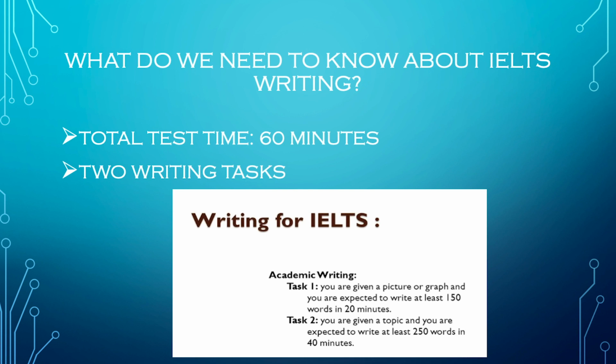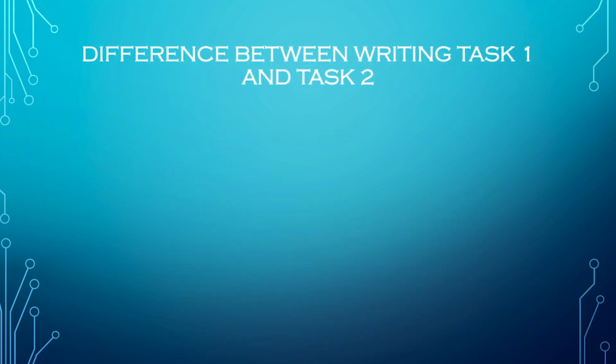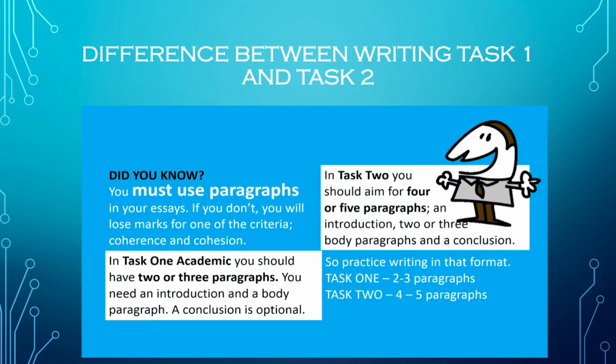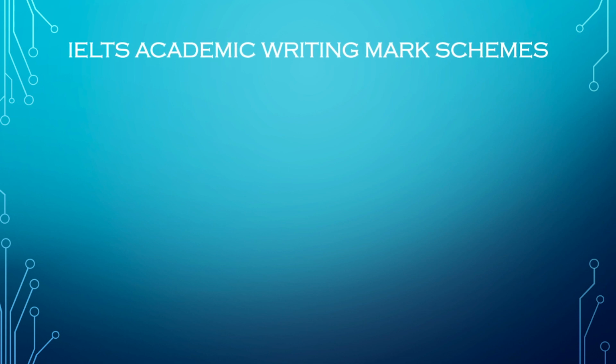So, to give you all a brief idea about how writing task 1 and task 2 are different, other than the word count and timing: in writing task 1, you will be asked to describe some visual information and to present the description in your own words. You may be asked to describe and explain data, describe stages of a process, how something works, or write about an event. Whereas in task 2, you will be required to write a short discursive essay, usually presenting your opinion on a particular issue. Let's now move on to writing mark schemes.